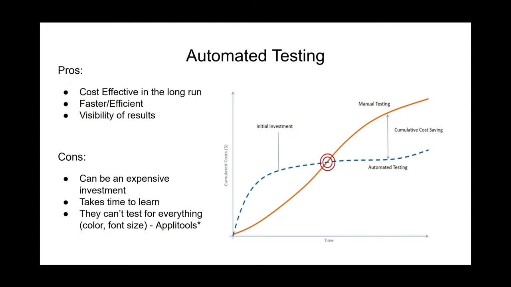So when we look at automated testing, and I think this graph is cool because it shows the spot where cost over time, and it shows where at some point it's going to be more cost effective for you to start using automated testing once your application is scaled out, more of a long-term project.